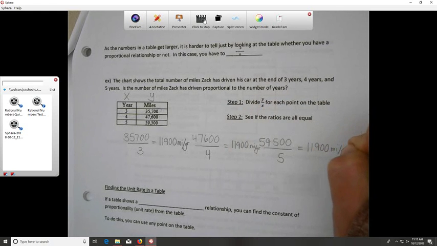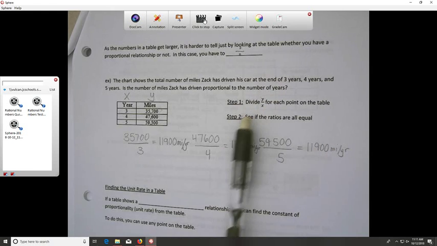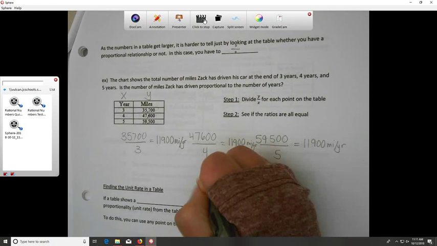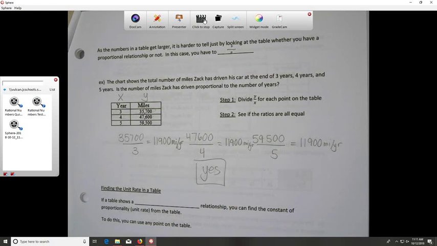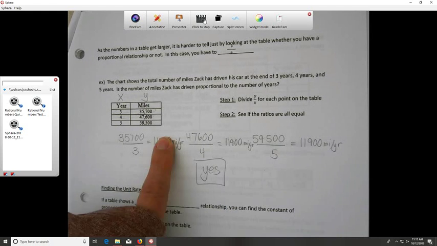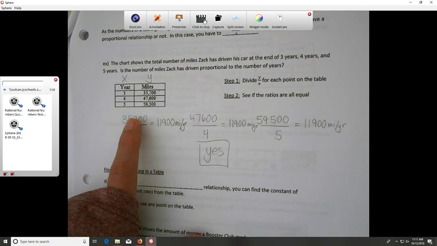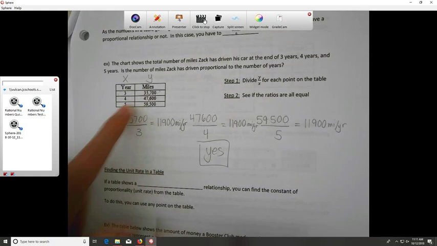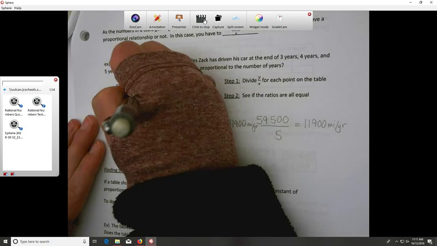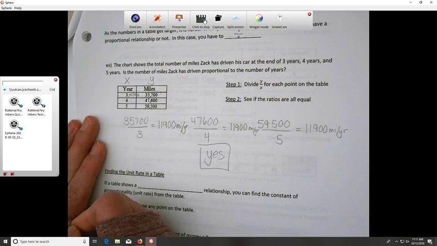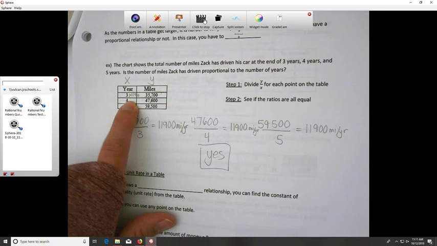All right, so step 2, compare, see if they're all the same. Well, they all came out to 11,900, so we're going to say yes, this is a proportional relationship because my unit rate is the same every time. It's 11,900 miles per year. Okay, and also what that would mean is that I could do 3 times 11,900 to get 35,700. I could do 4 times 11,900 to get 47,600.